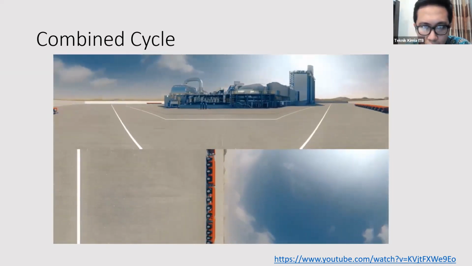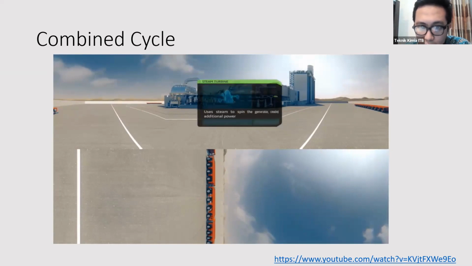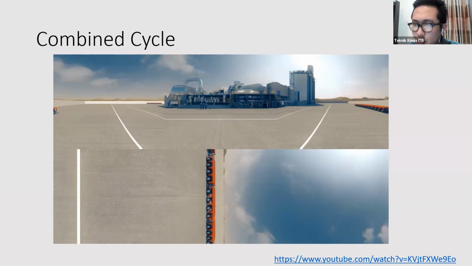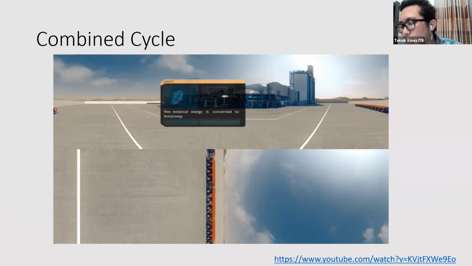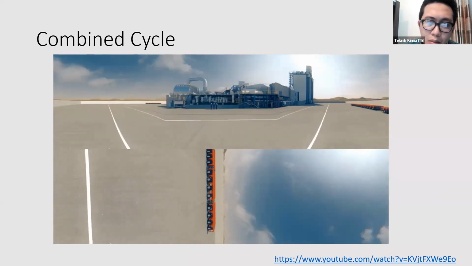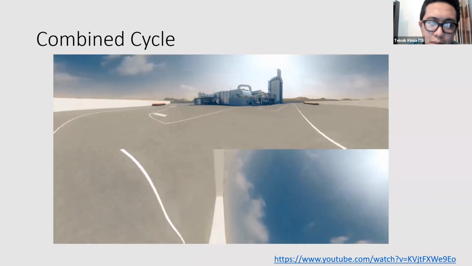Here we are, the steam turbine. This piece of equipment uses steam to spin the generator. Similar to the gas turbine, the high temperature and pressure steam passes through the steam turbine blades, turning the generator to make more electricity. Here we are at the generator. This is where the magic happens. The spinning of the gas and steam turbines drives the generator rotor to spin, converting mechanical energy into electrical energy. Okay, folks, let's continue our tour.